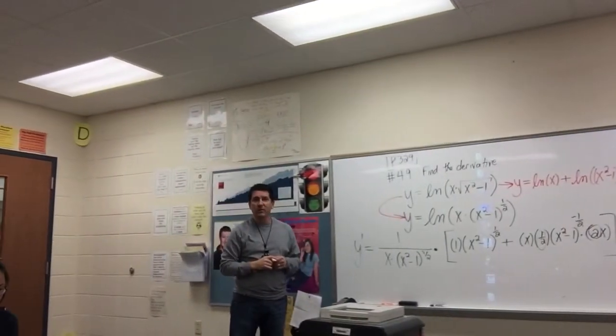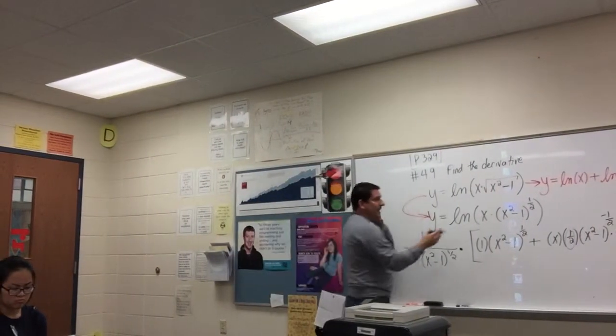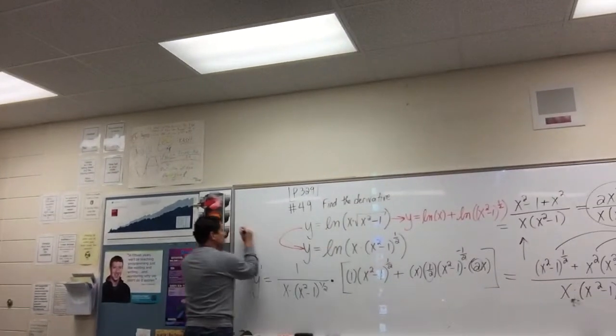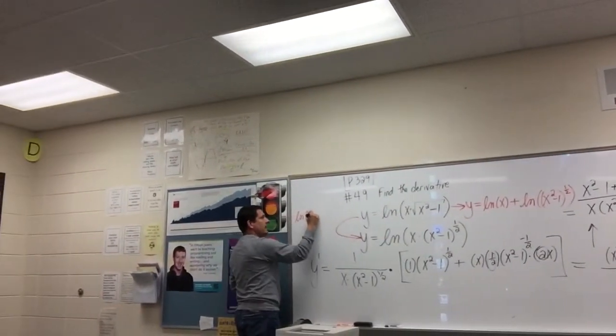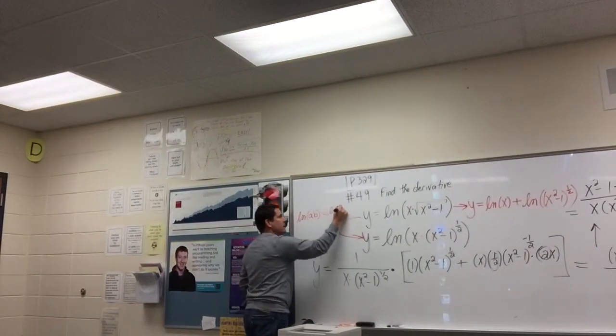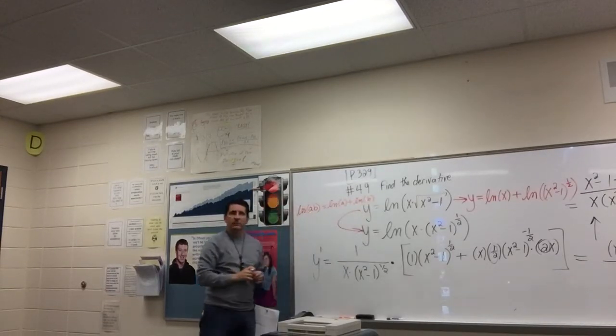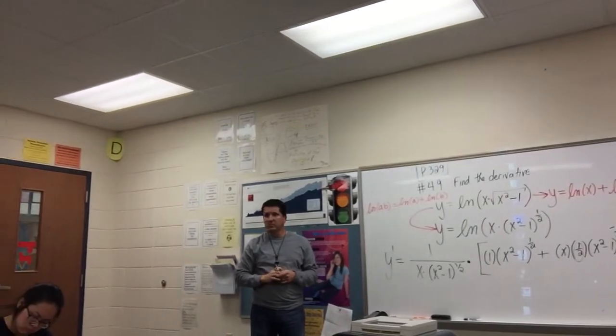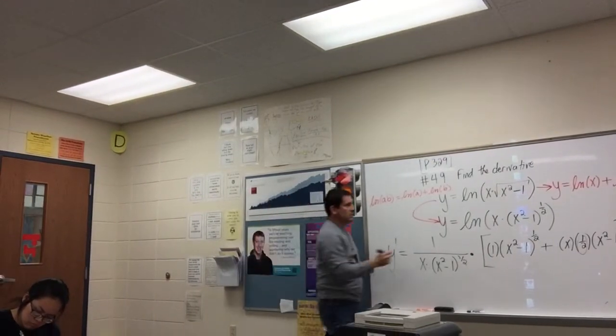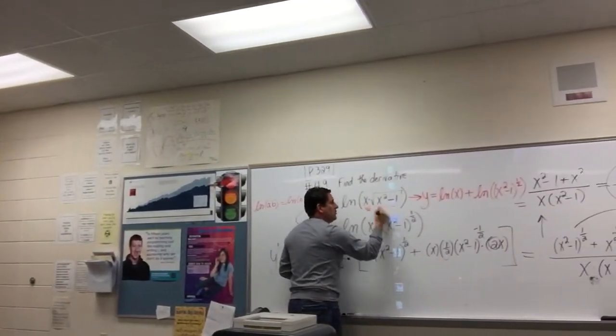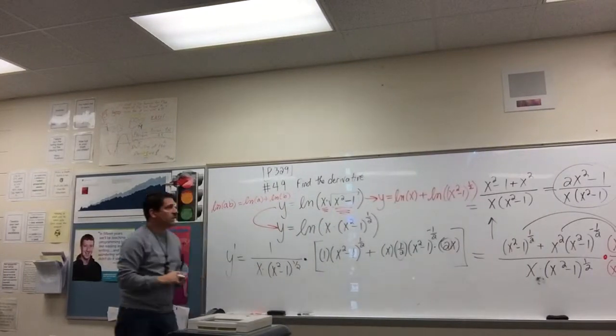See what I did there? I used the fact that there's this rule here, the natural log of a times b is the natural log of a plus the natural log of b. That's the rule that I used. So it's the natural log of x plus the natural log of x squared minus 1.